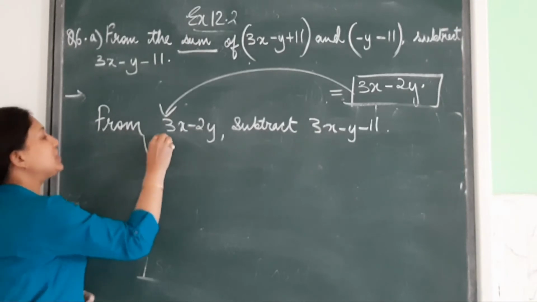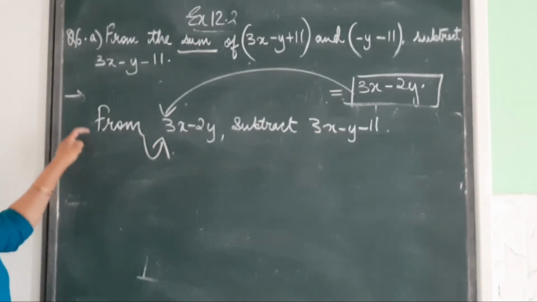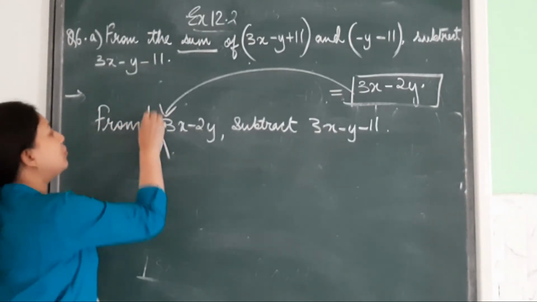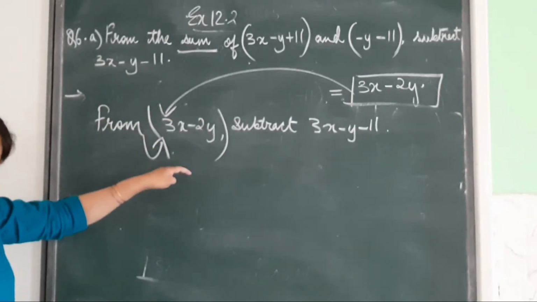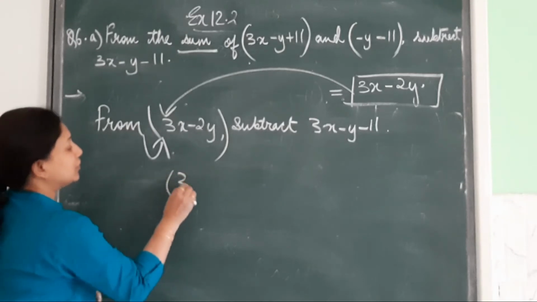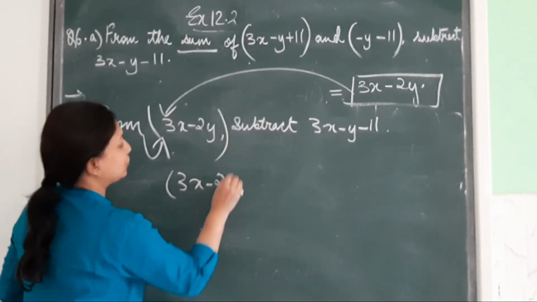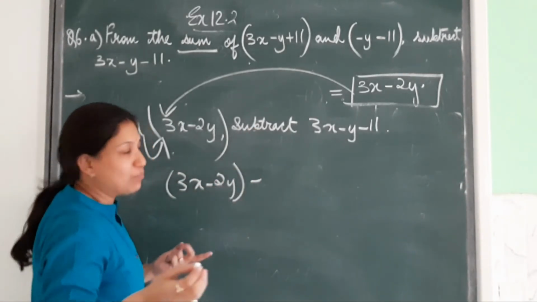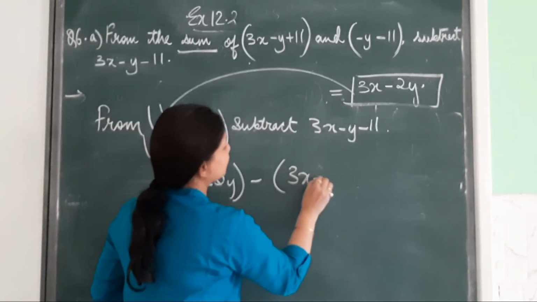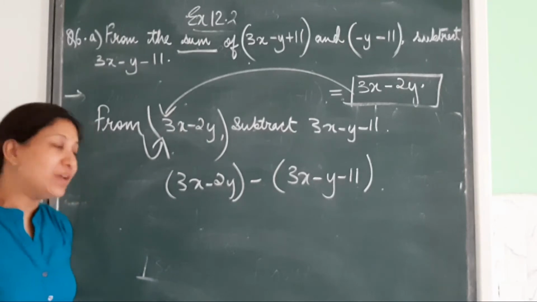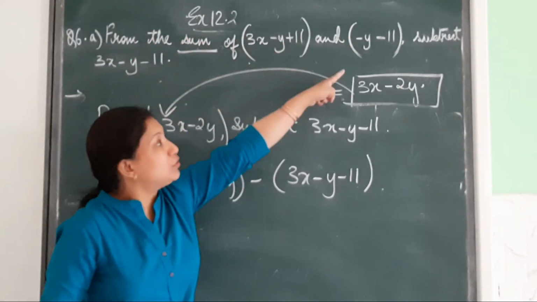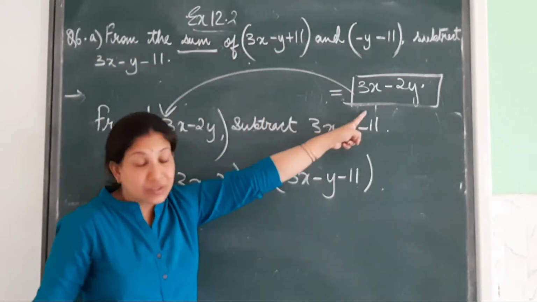Now see, "from", the magician, its tail is pointing to this term. So this will remain in first position. So what will you do? 3x minus 2y. Subtract means minus, and 3x minus y minus 11. Understood, children, what we have done? We have added the two expressions, we got the result.